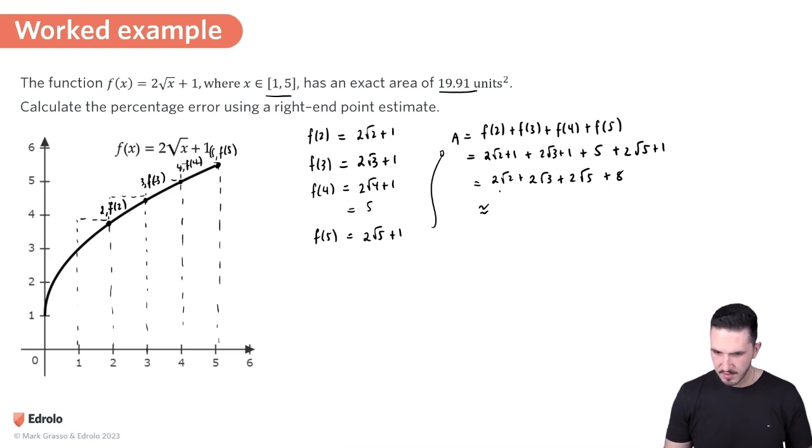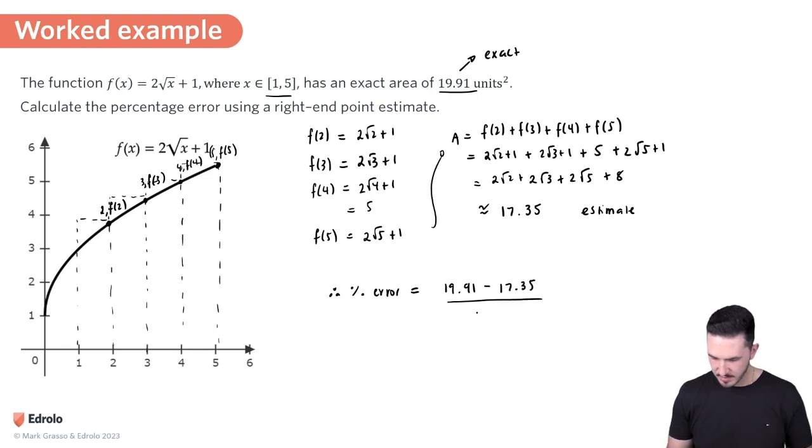So this is approximately 17.35. This is our estimate. 19.91 we know is our exact. So therefore, percentage error is equal to the exact, which is 19.91, minus our estimate of 17.35, divided by the exact, which is 19.91. Don't forget to times by 100. So this is approximately 0.129 times 100, which is equal to 13% when rounded to the nearest whole percentage.